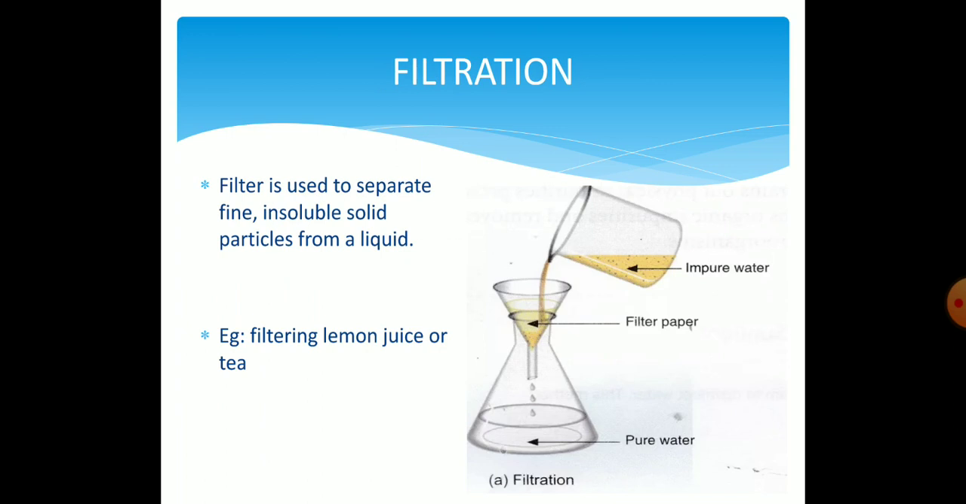Filtration. You would have seen filtration, how we filter tea. We have a small filter, and when you pour tea, the tea leaves or the tea powder will stay in the filter itself, whereas the liquid will pass through the filter. So the filter is used to separate the insoluble solid. The tea powder is insoluble, and only the liquid will come out.